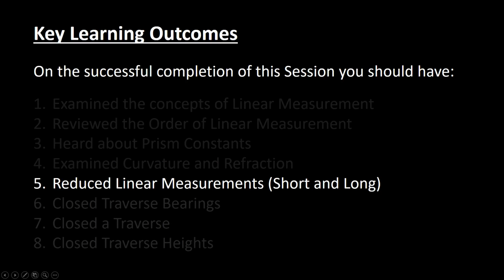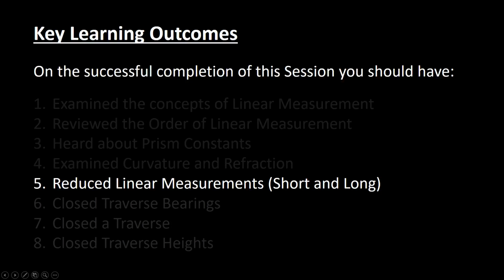We will be reducing linear measurements, and obviously we treat short length ones slightly differently than longer length ones. Obviously there's more things that come into play with the longer length. So over a short length, up to maybe a couple of hundred meters, there are not too many issues that we need to be overly worried about. We can cater for them quite adequately. But when we're starting to look at longer lines, 2 and 3 kilometers long, that we're measuring with EDM, electromagnetic distance measuring, we have to be a little bit more careful.